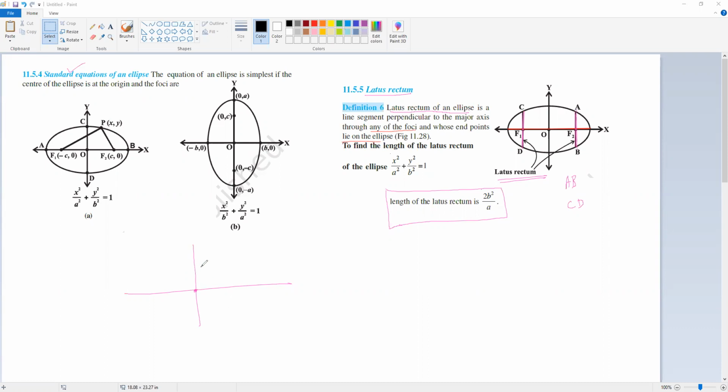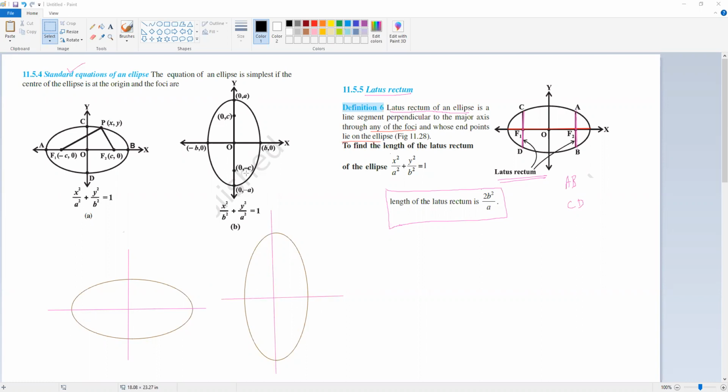It can come like this, or it can come like this. It means the major axis can be horizontal and the major axis can be vertical. These are the two situations.